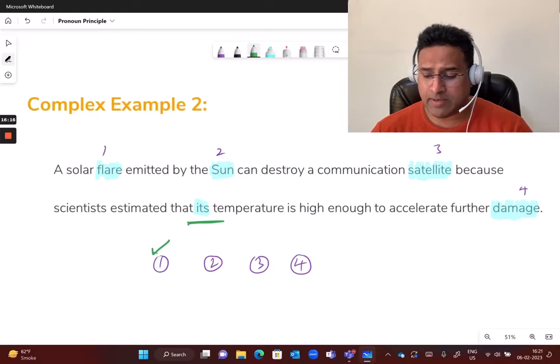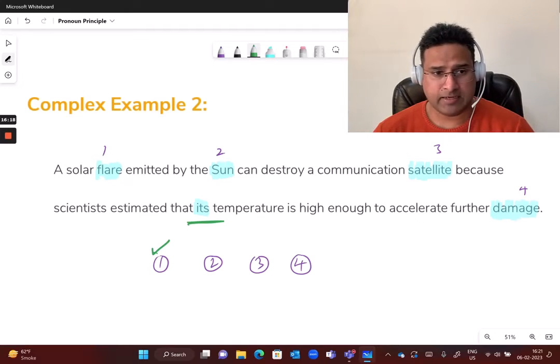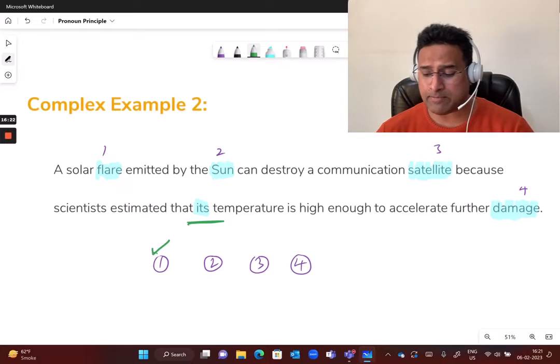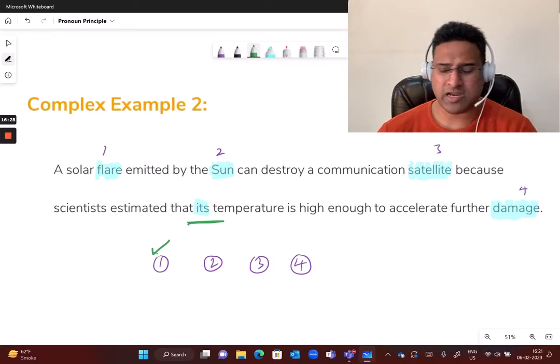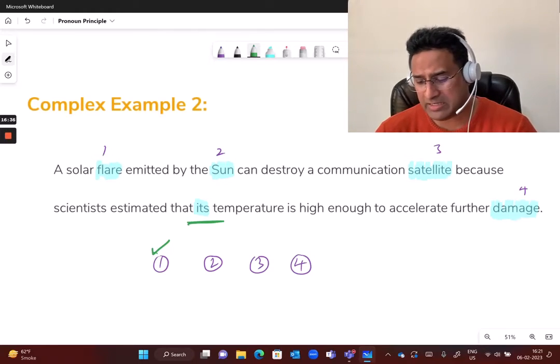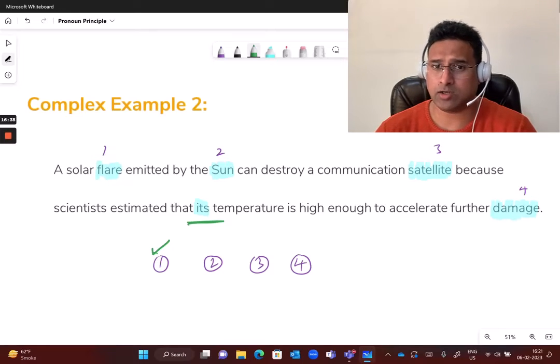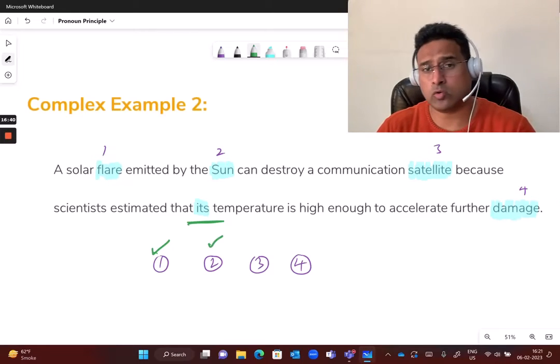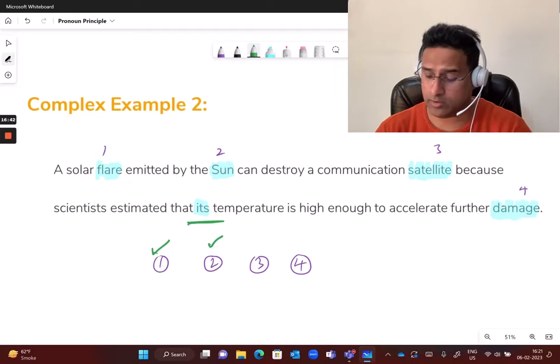A solar flare emitted by the sun can destroy a communication satellite because scientists estimated that the sun's temperature is high enough to accelerate further damage. Okay, so if the sun has a very high temperature, then naturally the flare would also have a very high temperature, right? So, of course, this seems like a slightly less logical idea, but it is still, nevertheless, a logical idea. So, 2 also makes some sense, if not perfectly good sense.